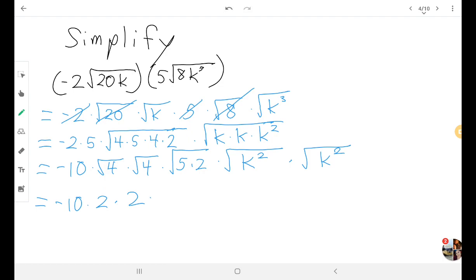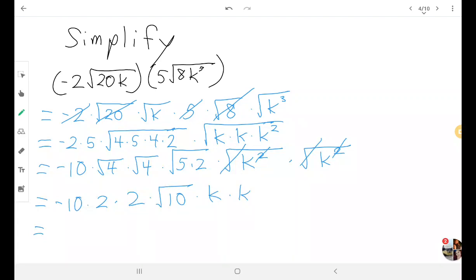And then I have this square root of 5 times 2. I can't do anything with that. So what I'm going to do is multiply the 5 and the 2 together and have the square root of 10. Okay? Then square root cancels a square and leaves me with just k. And again, square root cancels a square and leaves me with just k.